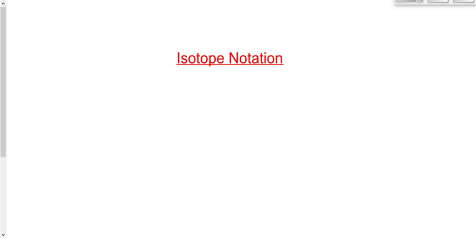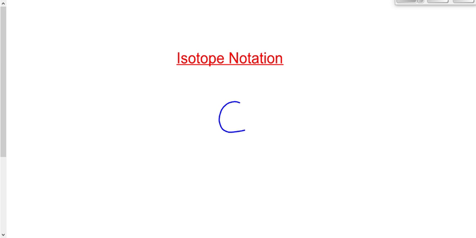Today I want to begin a topic called radioactivity, but before we do that, we have to define something called isotope notation. It's just a way of describing a different isotope or a different version of an element. Every element has a symbol, like carbon, for instance, is the symbol C. There are two numbers that we use that are associated with carbon.